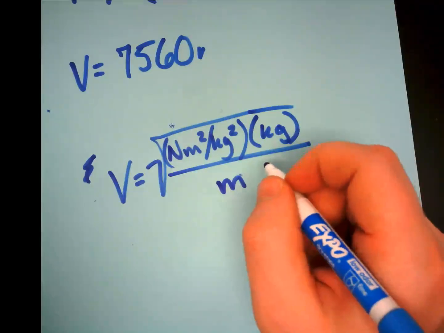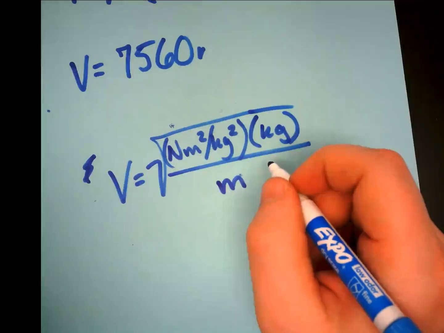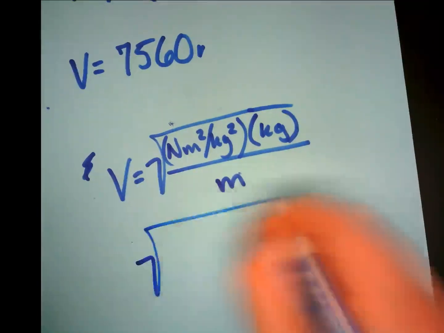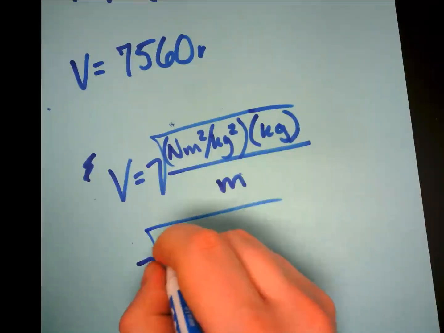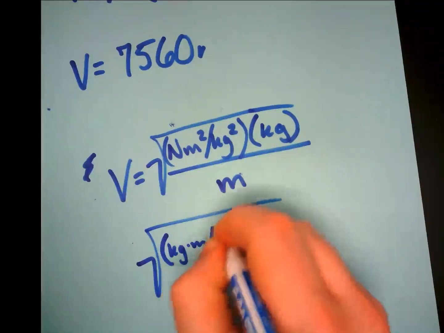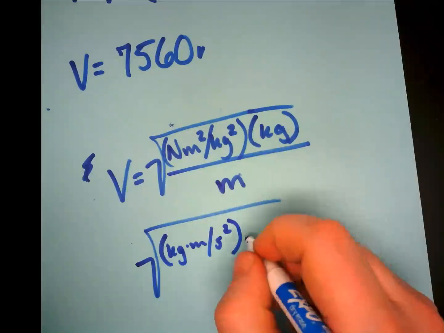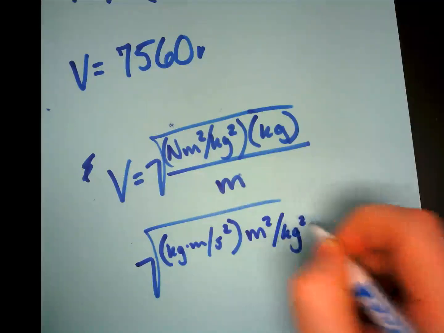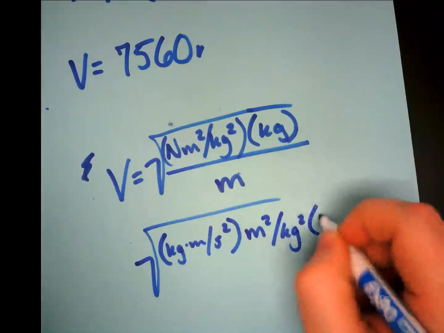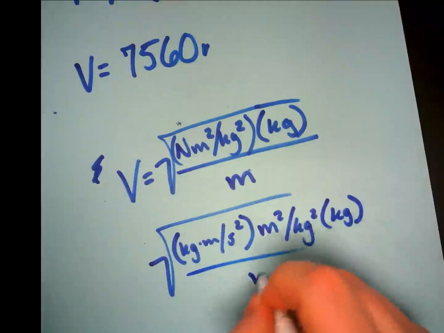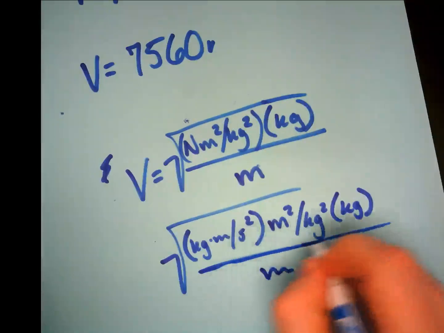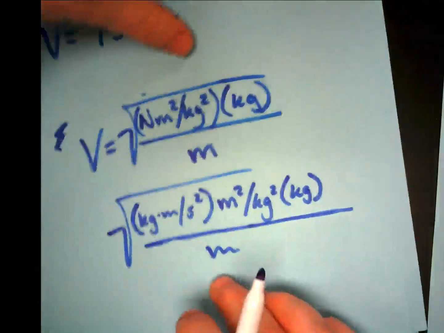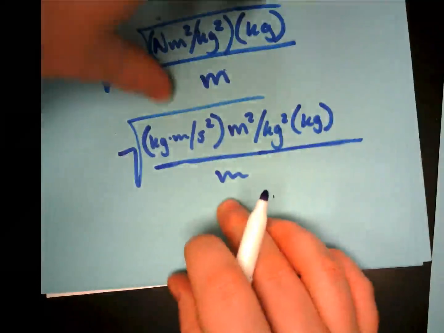So right off the bat, oh, and we can also substitute, remember, newtons. What are newtons? Well, newtons are just kilograms by meters per second squared. So it's really meters per second squared times meters squared divided by kilograms squared times kilograms divided by just meters. Okay. So if we were to organize that a little bit better, it would turn into this.